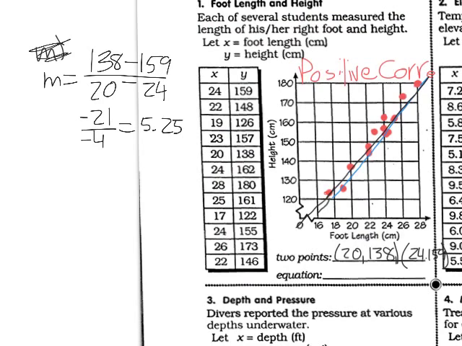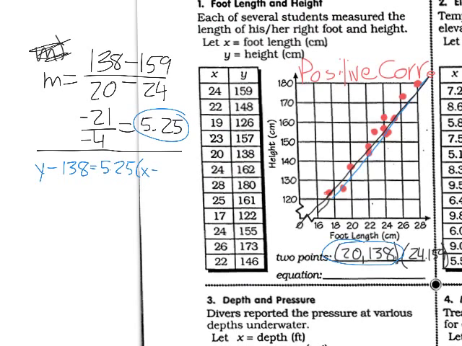So after I have the slope, then I can go ahead with an ordered pair. I'm going to pick my first ordered pair, 20, 138, and this slope. So now I have y minus y1, which is 138, equals my slope of 5.25, parenthesis x minus my x value, which is 20.